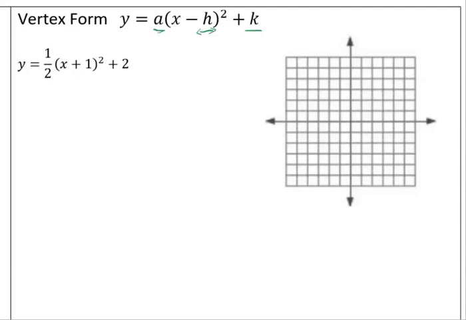H is the one that moves you left and right, and we remember it's opposite what it looks like, so we've got that minus sign in there. And K is the one that moves us up and down.